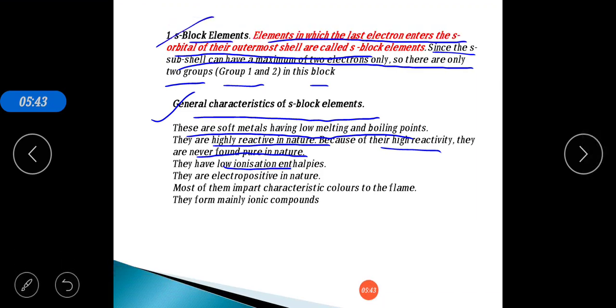They have low ionization enthalpies. They are electropositive in nature. Most of them impart characteristic color to the flame. They form mainly ionic compounds.